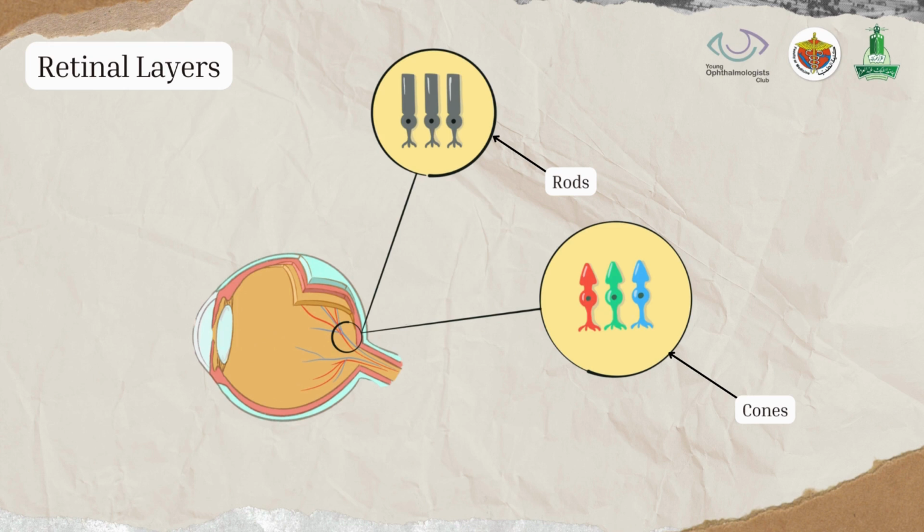The density of rods and cones varies in different parts of the retina. The density of cones increases near the macula, and the foveal region contains only cones.